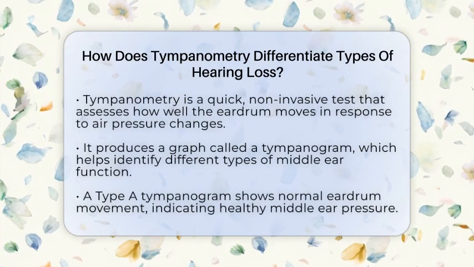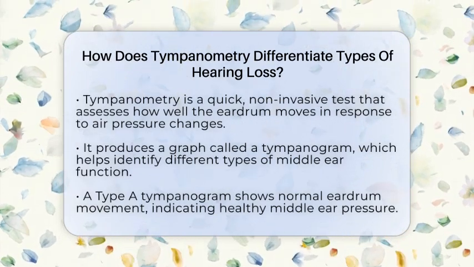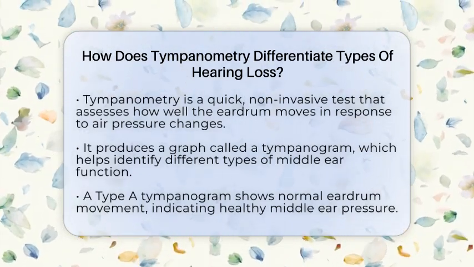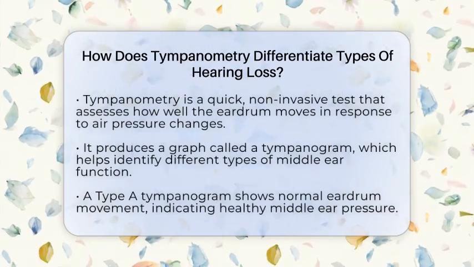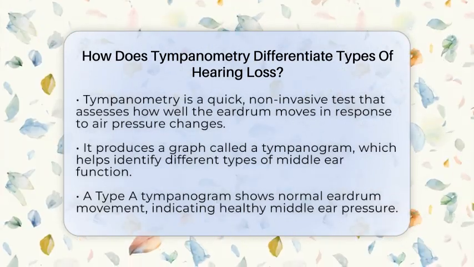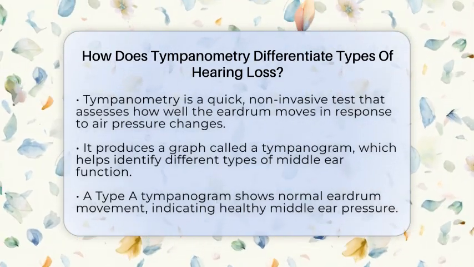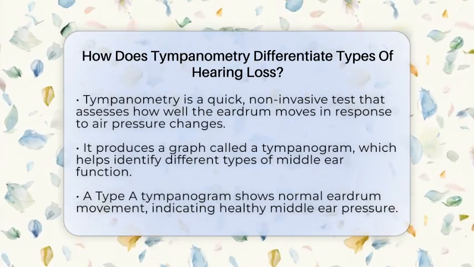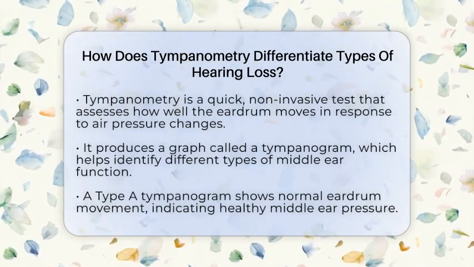When the eardrum moves normally, it suggests the middle ear is functioning well, but if it doesn't, that points to a problem in that area. The test produces a graph called a tympanogram, which shows different patterns. A normal pattern, called a type A tympanogram, has a peak right in the middle, indicating that the middle ear pressure is balanced and the eardrum moves freely.